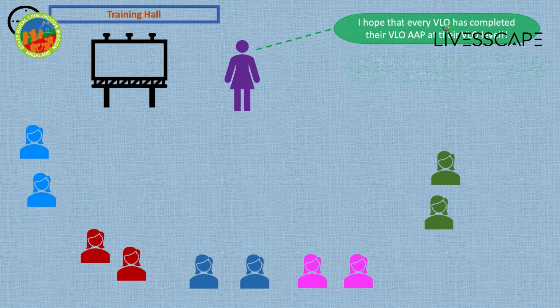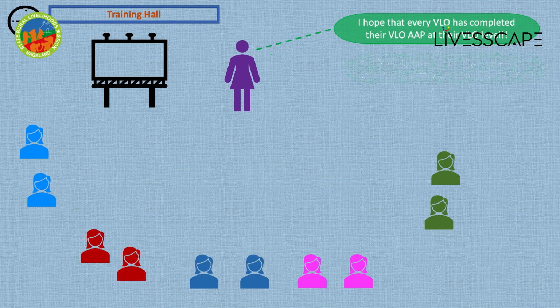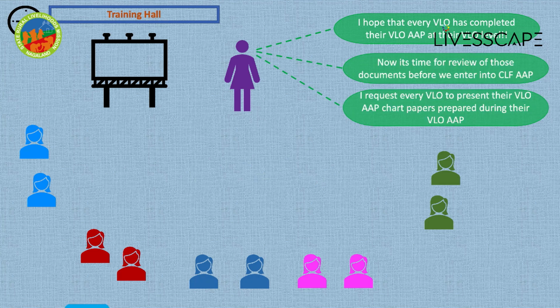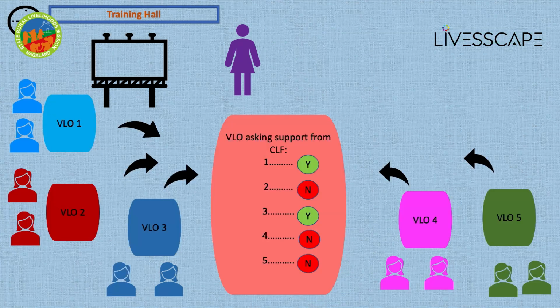In the same seating arrangement, announce to the group that you hope that all the VLOs have completed their VLO AAP at each of their villages. If they have done, request them to share one by one what their VLO AAP is all about. So this would be the time where each VLO representative will come and present their village level organization's action plan that they had finalized on their own.